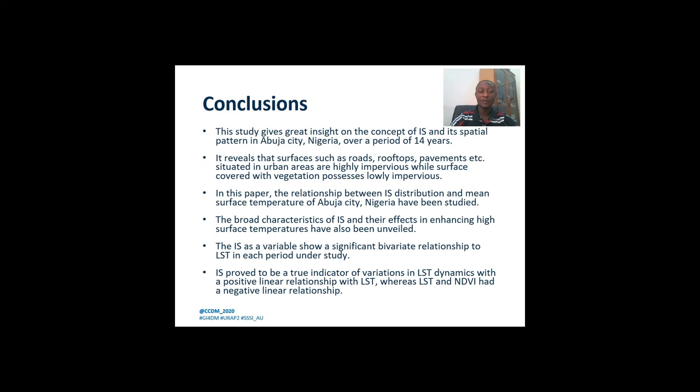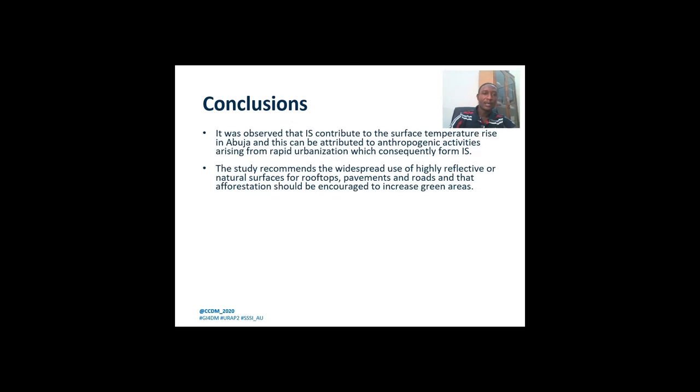The impervious surface as a variable shows a significant bivariate relationship to land surface temperature in each period under study. Impervious surface proved to be a true indicator of variations in land surface temperature dynamics with a positive linear relationship with land surface temperature, whereas the land surface temperature and the NDVI had a negative linear relationship. It was observed that impervious surface contributes to the surface temperature rise in Abuja, and this can be attributed to anthropogenic activities arising from rapid urbanization, which consequently form impervious surfaces.